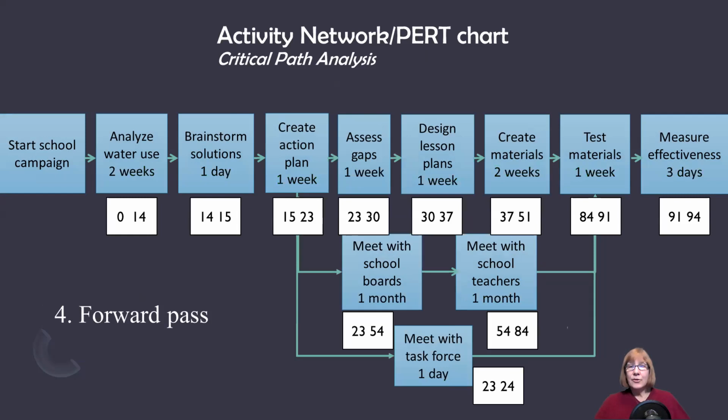Then, you still have those timelines, the 1 week, 2 weeks, 3 days, whatever there. Then you're going to start with day 0 and add the number of days. So this is 2 weeks, and that gets to day 14. Then 1 day to brainstorm solutions to 15, 1 day or 1 week to create an action plan to 23. And then you go into your simultaneous things.